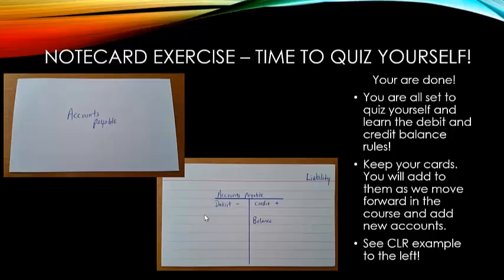You can quiz yourself. You want to keep your stack of note cards with you throughout the course or session because we definitely will be adding new accounts as we go along. I have also left you here with a CLR example, capital, liabilities, revenue example, accounts payable. Well, accounts payable is a liability, so you can see that it would have a credit balance and it'd be increased on the credit side and decreased on the debit side.